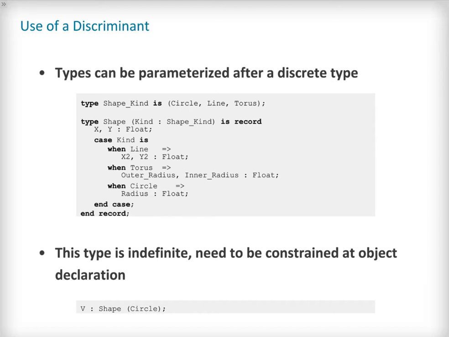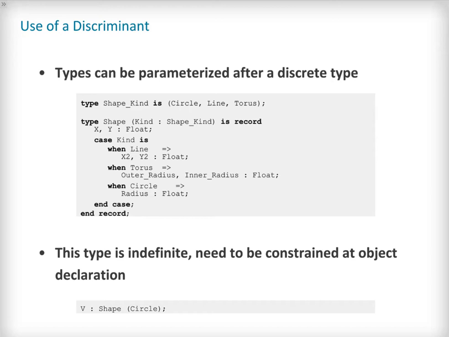So in this example here, straight after the record keyword, I am introducing the components that are going to be common to all the possible forms of shape, to all the possible values for the discriminant. In this case, x and y need to be shared by all instances. I'm then introducing a case statement, saying that depending on kind, here are the extra components provided. If the discriminant is of type line, then I'm going to add x2 and y2. If it's torus, I'm going to provide outer radius and inner radius. And if it is circle, I'm going to provide just radius.